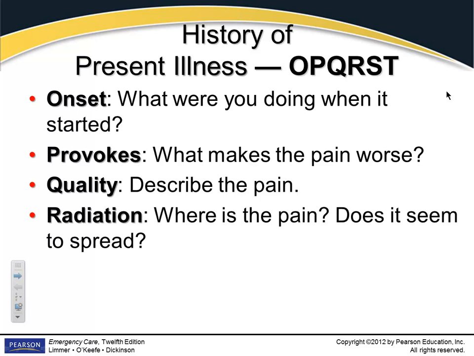R, radiation. Where is the pain? Does it stay in one place or does it move? Chest pain, for example. They may say, well, it feels like an elephant sitting on my chest, but I also have pain in my shoulder and down my arm. Or I may have pain that goes up into my neck. Sometimes patients may say it feels like a toothache. Some may say it radiates to the back. So that's important that you know that.